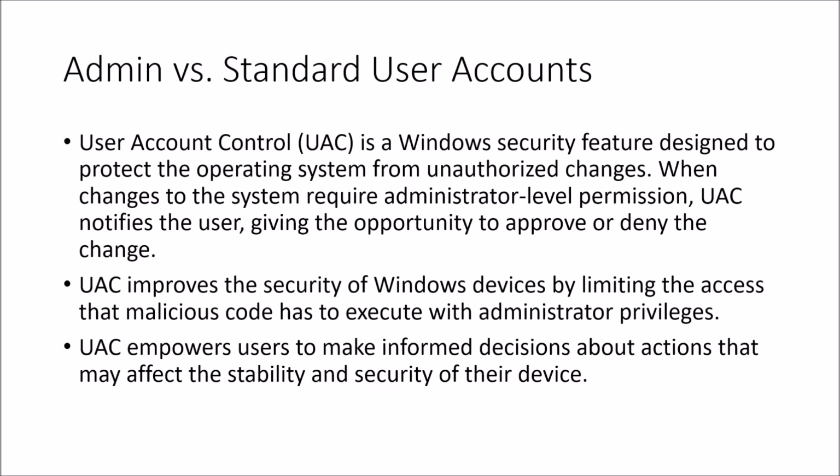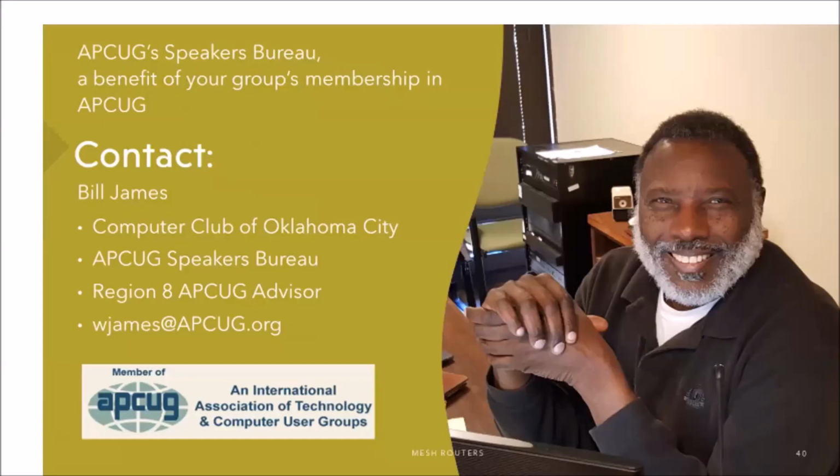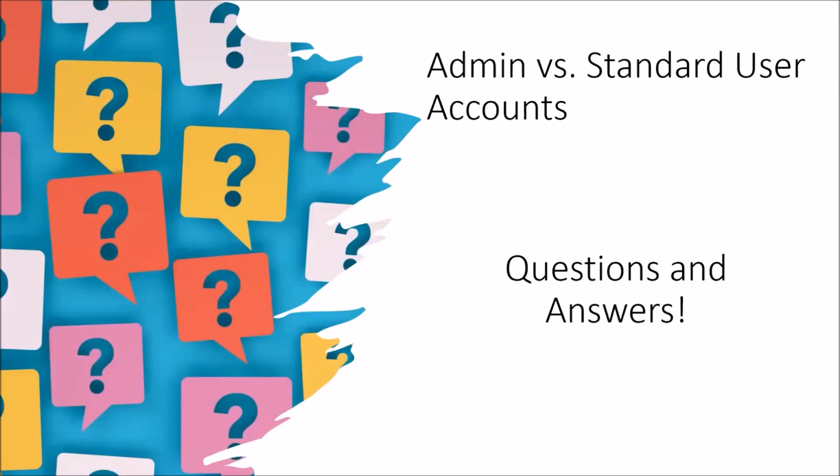And one of the benefits of using the UAC is to improve the security of Windows devices by limiting the access that malicious code has to execute with administrative privileges. It also empowers you to make informed decisions about actions that may affect the stability and security of your device.